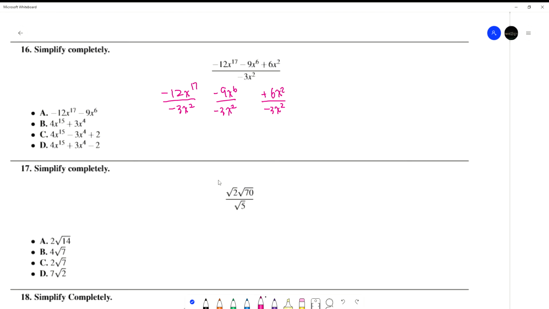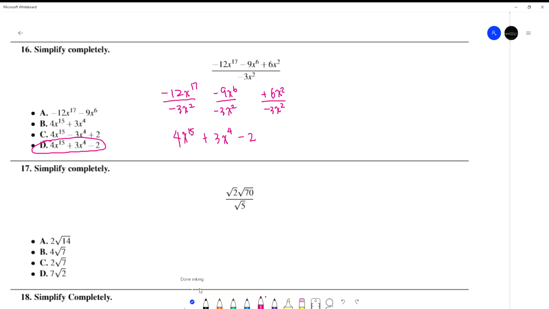So we just simplify each of these individually. We have negative 12 over negative 3 is positive 4. x to the 17th over x squared is what? x to the 15th. The next one is positive 3x to the 4th. And the last term is minus 2 because the x squareds cancel out. Okay? So what is that? That is answer choice D. Right? So don't mess up with those signs, otherwise you might wrongly choose C.